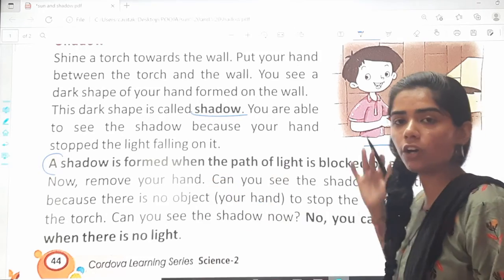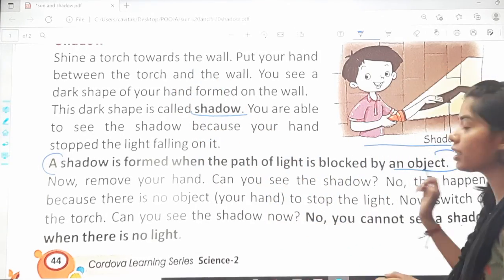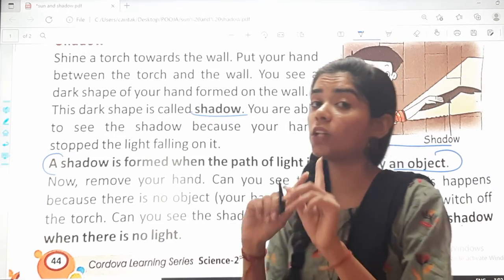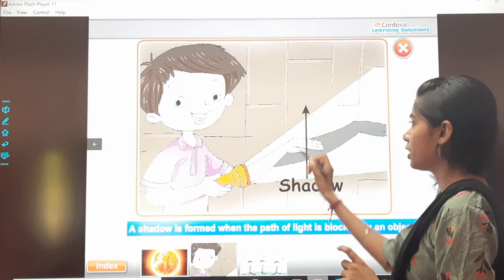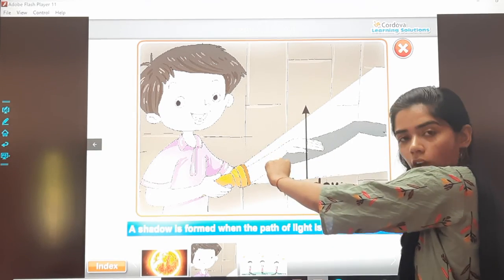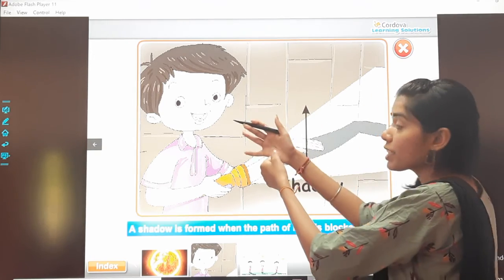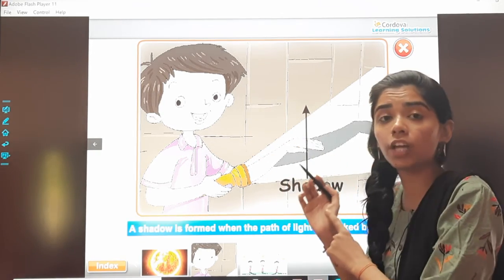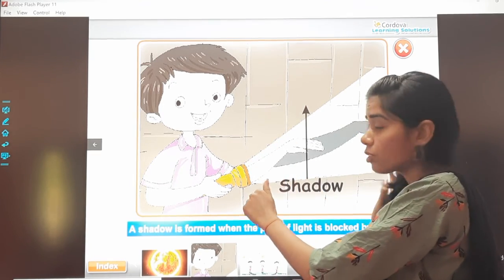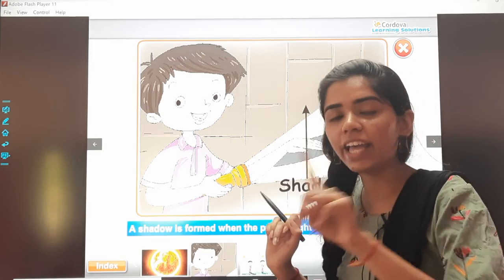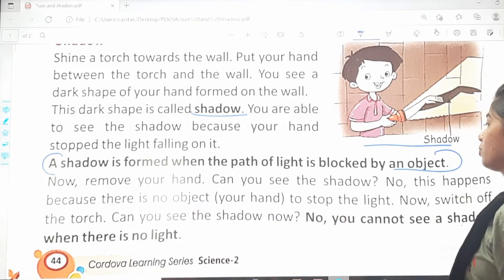Now, remove your hand. Now, I will remove my hand. Can you see the shadow? Now you will not be able to see the shadow. See children, what we did? We had switched on the torch towards the wall. But as we put the hand, there was a shadow. But as soon as I put my hand off, you will not be able to see the shadow.